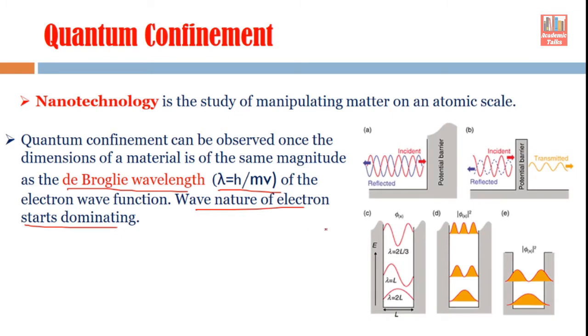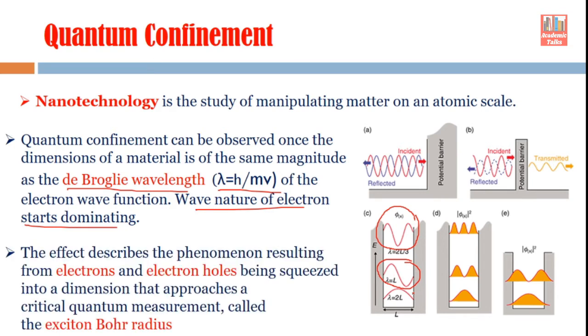You have seen this kind of picture in the earlier lecture. So you can see this wave nature is dominating. This wave nature is visible when the electron is confined within small dimensions, and it forms a type of standing wave pattern there. Another criterion, or the critical dimension below which the quantum effect starts dominating, is the exciton Bohr radius.